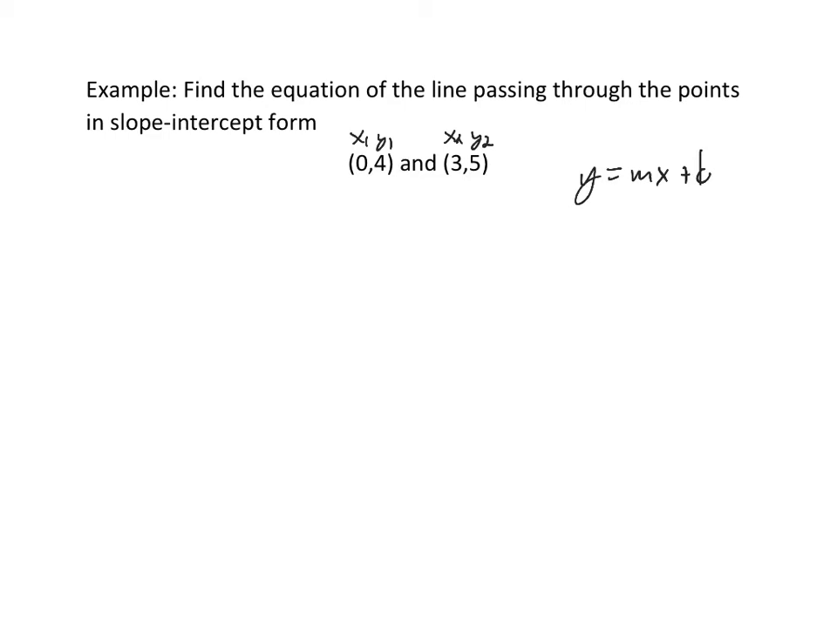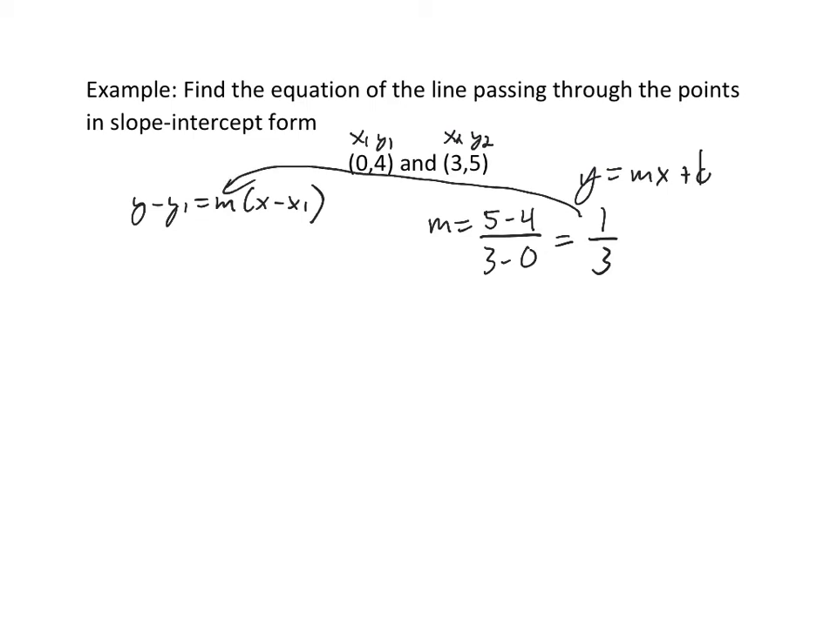So to write point-slope form, the first thing we really need is the slope. We need m. So let's find m. m equals y2 minus y1 over x2 minus x1. So 5 minus 4 is 1, and 3 minus 0 is 3. That is m. y minus y1 equals 1 over 3 times x minus x1.